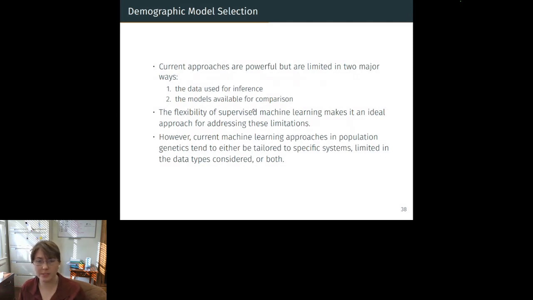I think that the flexibility of supervised machine learning makes it an ideal approach for addressing some of these limitations. As I mentioned before, we can compare any models under which we can simulate data, so that's great. And machine learning gives us a lot of flexibility in terms of the data that we can use for inference. However, currently machine learning approaches for doing this tend to be either tailored to specific systems, limited in the data types they can consider, or both.